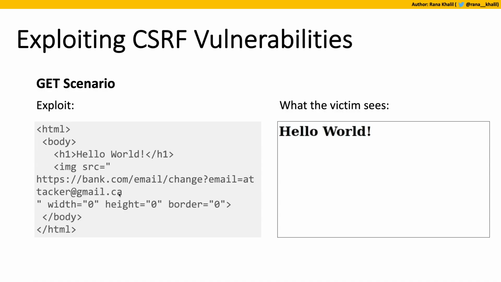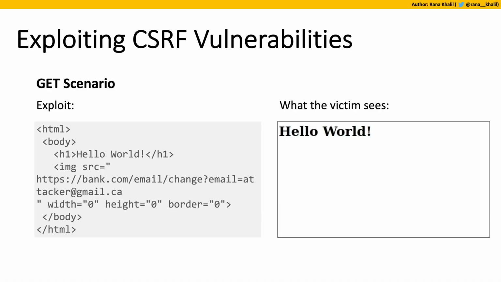Now, when the user clicks on this HTML document, the user only sees the message hello world. However, what's happening is the browser tries to load this invisible image, and the source of this image is this URL over here. So the browser visits this URL. If the user is logged into the banking application while the user clicks on this link, when the browser tries to load this image, this URL is visited and the whole process that we learned about gets applied.